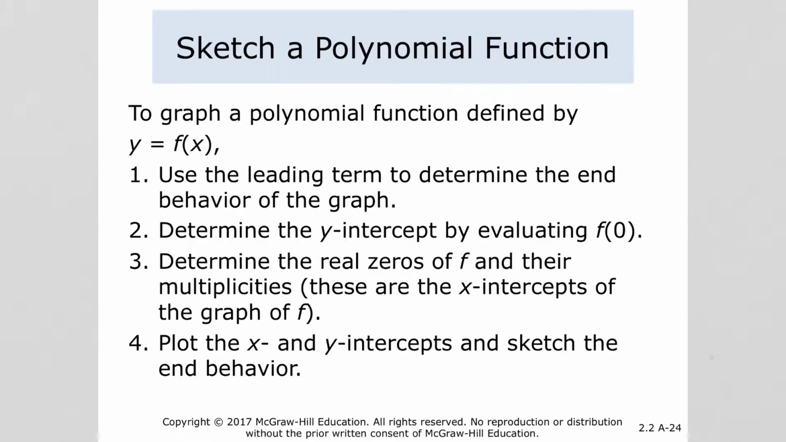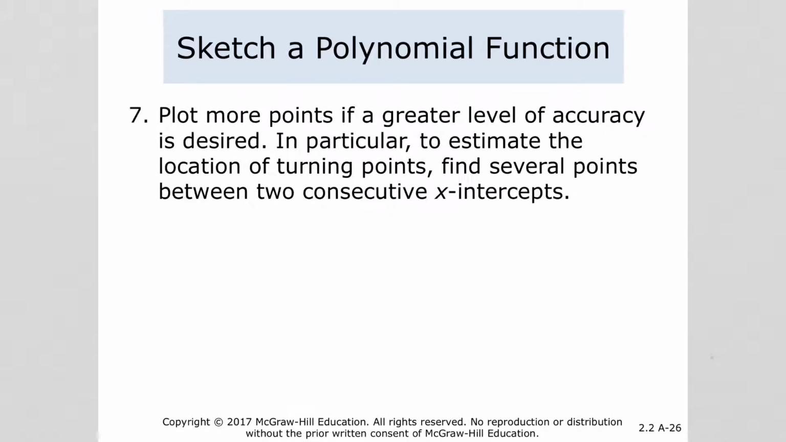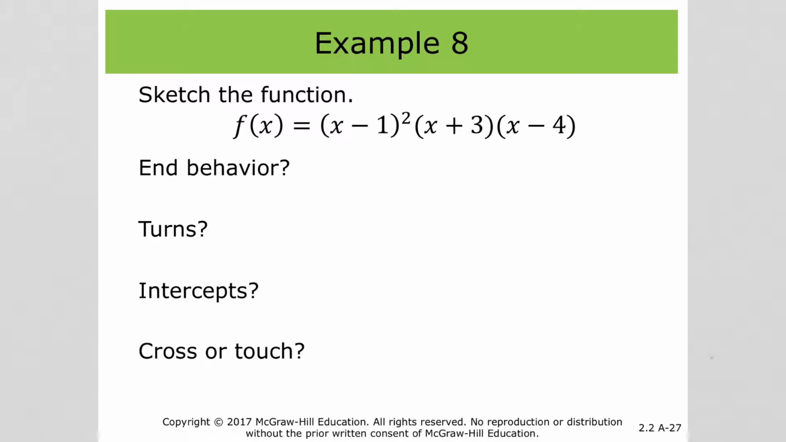Okay, so for the last two examples, what can we do to actually sketch a polynomial function? Well, we have to go through these steps. So the first one is, what is the end behavior? Well, we can determine the end behavior by, first of all, the degree. So we have a 2 here, a 1 here, and a 1 here. So the degree is 4. And that's even. And then the number out front, a, is just 1. So positive a.